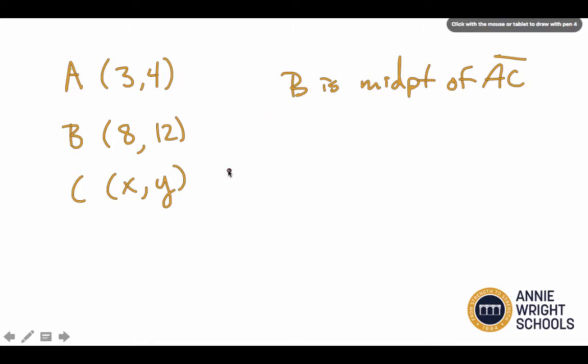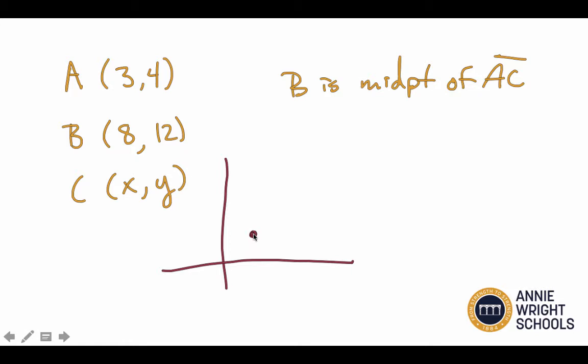You could visualize this problem thinking about, okay, 3, 4 is about here, 8, 12 is about here, and C has to be somewhere out here. And you can think of, here's 3 and here's 4, and here's 8 and here's 12. So one way to think is I went over 5 and I went up 8. So I go over 5 and I go up 8. So this should be 13, 20.